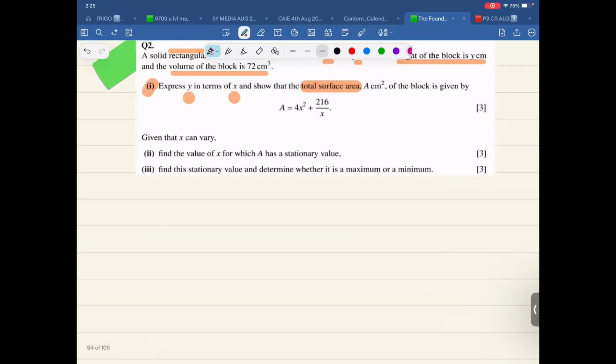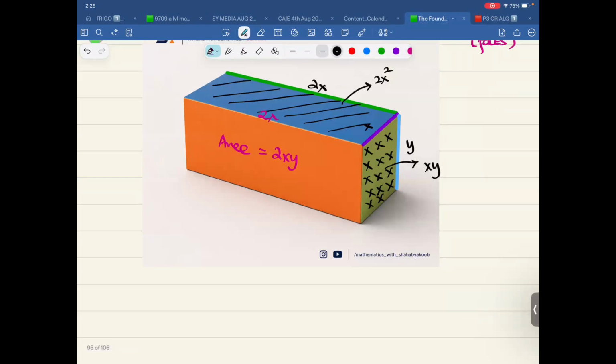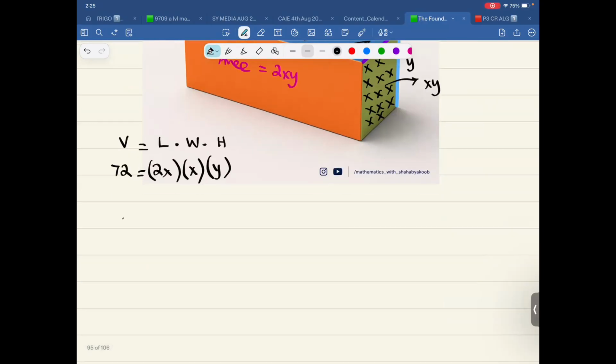Now they are saying the volume of this block is 72. So therefore, the volume is length into width into height. So the length is 2x, width is x, height is y. This is 72. So therefore, 2x square y is 72. Therefore, 36 is x square y. This is equation number 1.